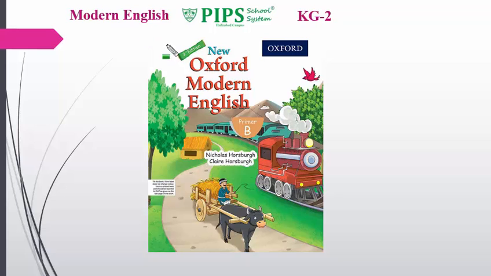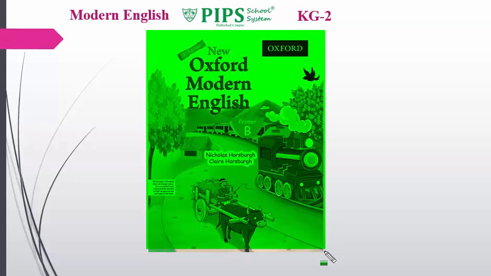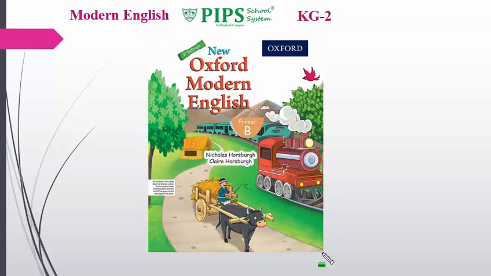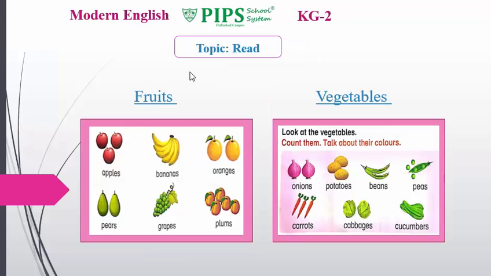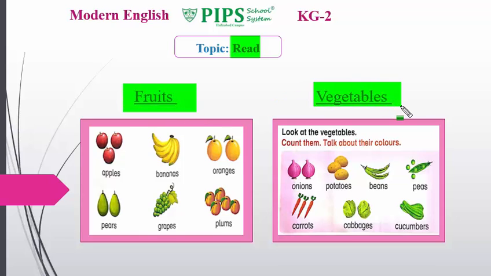Today we are going to study New Oxford Modern English Primer B. Today's topic, read. Dear students, in this lecture we will recognize the fruits names and vegetables names. So first of all, we will read the fruits names.